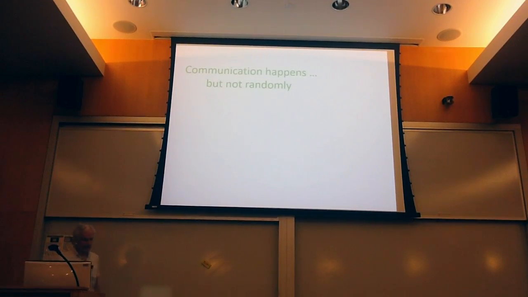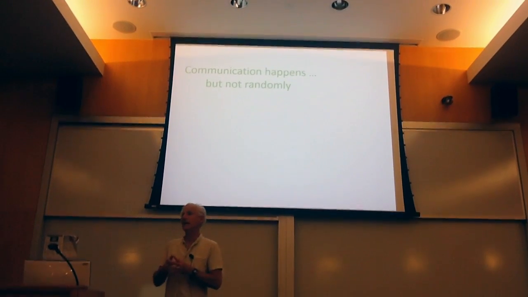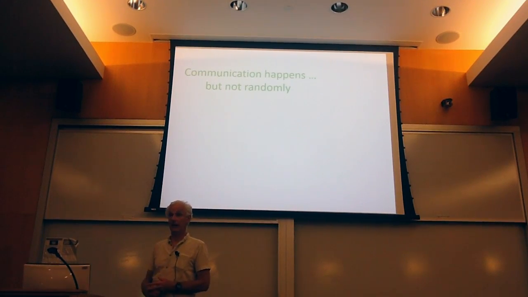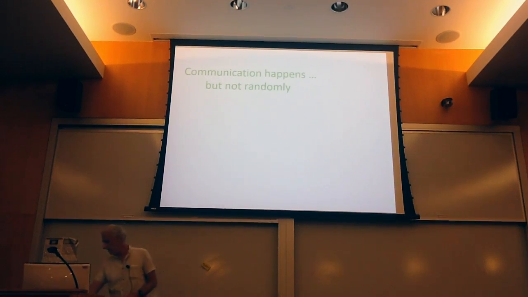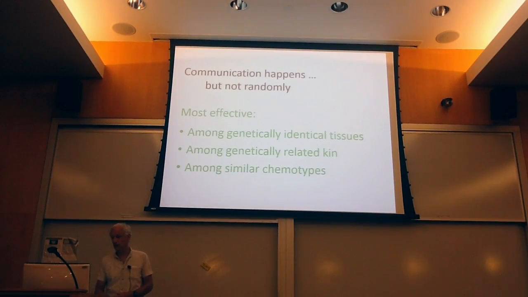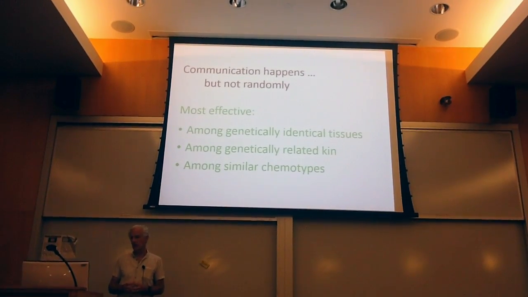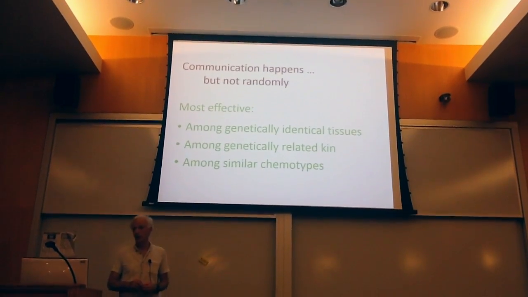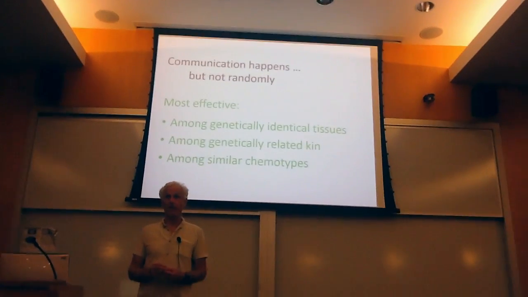So let me stop my talk and summarize what I hope you will take out of this talk, and that is that communication happens between plants. But this process is not random, and in fact, it's most effective amongst genetically identical tissues, amongst genetically related kin, and amongst similar chemotypes. So I will stop there, and I'd be glad to answer any questions that you might have. Thanks a lot.